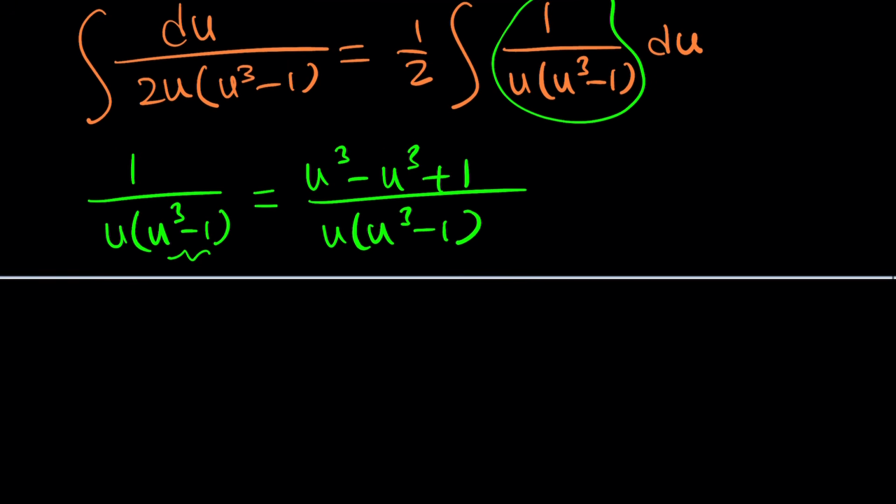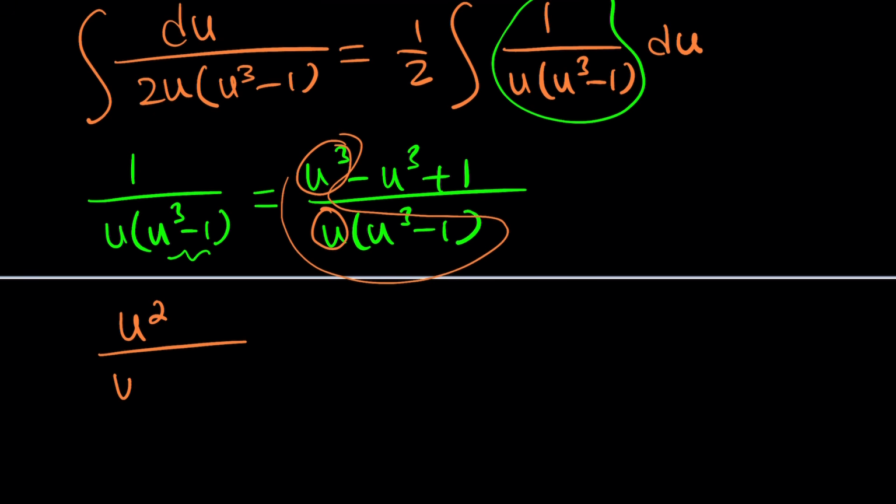And now we can split it up into 2 pieces, and it's going to look like this, okay? One of the pieces, and obviously u cubed and u will simplify. So you'll end up with u squared divided by u cubed minus 1, and then minus 1, right? Of course, there's going to be a u here, so it's going to be minus 1 over u. Here we go. Now, this is the expression I want to integrate.